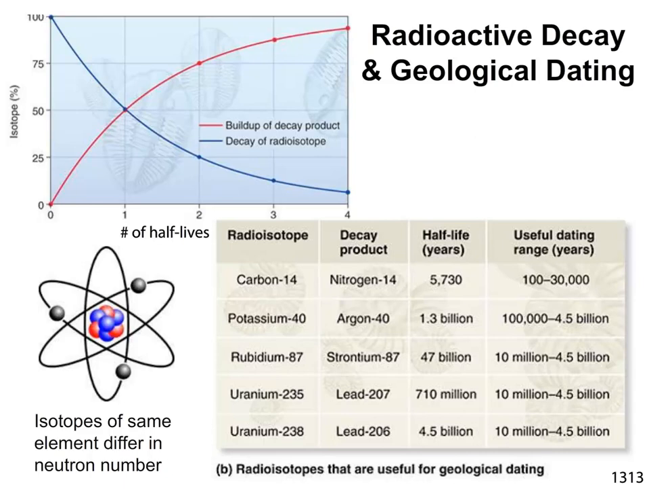You all know that carbon is normally found in multiple forms. You have carbon-12, carbon-13, carbon-14. Now carbon-14 is the rarest and it's also radioactive. It is not stable.